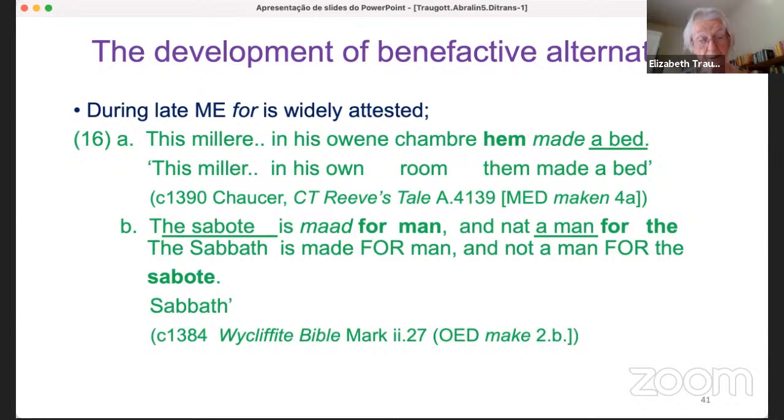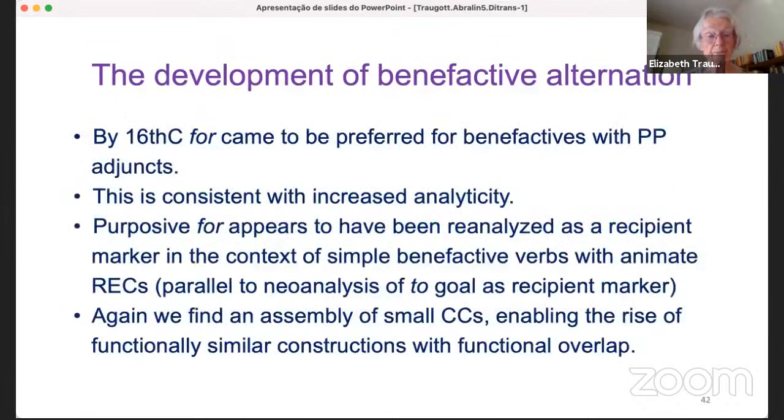But clearly you have alternation around the end of the 14th century. And by the end of the 16th century, for had come to be preferred for benefactives with PP adjunct, so for the POC version. That is consistent with increased analyticity. It appears that the purpose of for had been reanalyzed as a recipient marker in the context of simple benefactive verbs with animate recipients. And that is parallel to the neo-analysis of to-goal as a recipient marker in the case of the dative alternation. So again, we find an assembly of small constructional changes enabling the rise of functionally similar constructions with functional overlap.